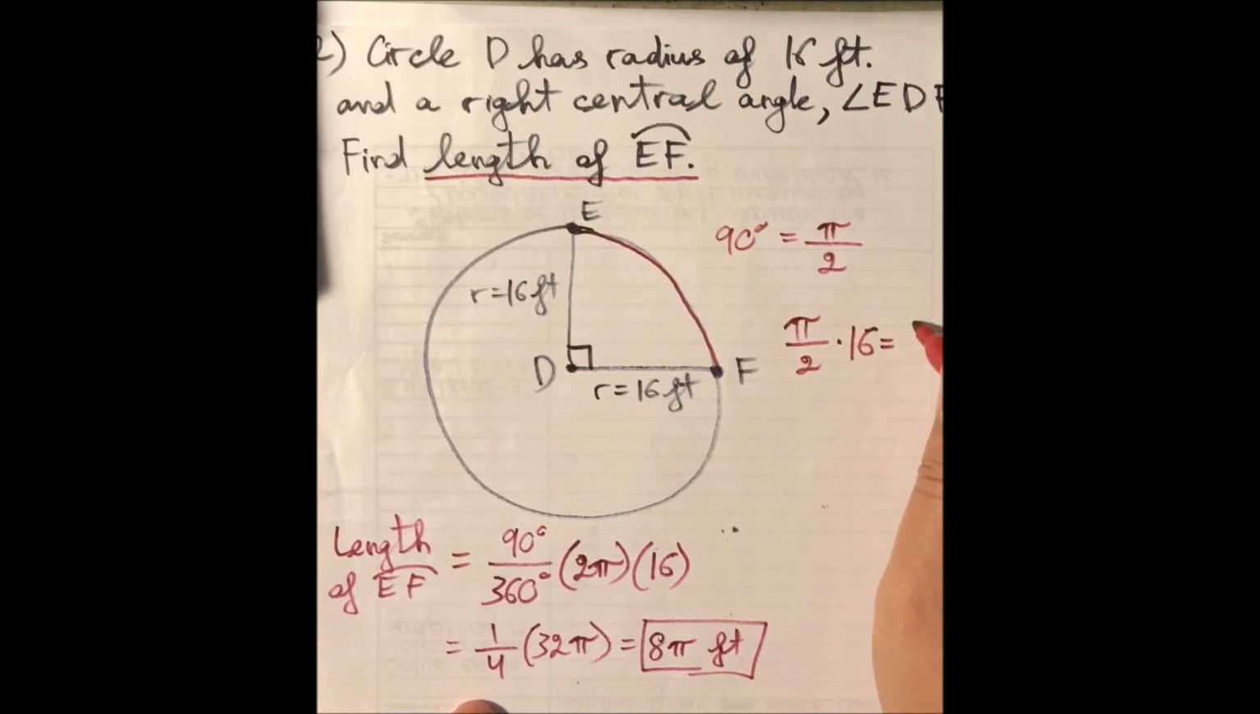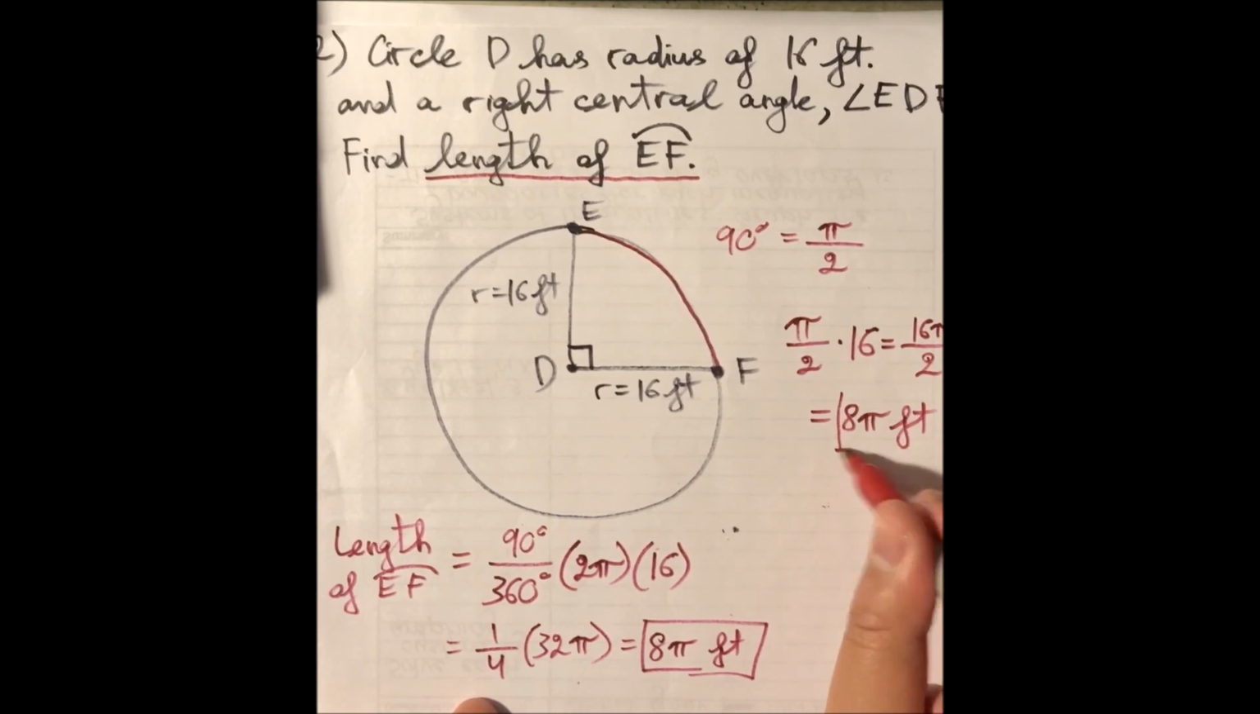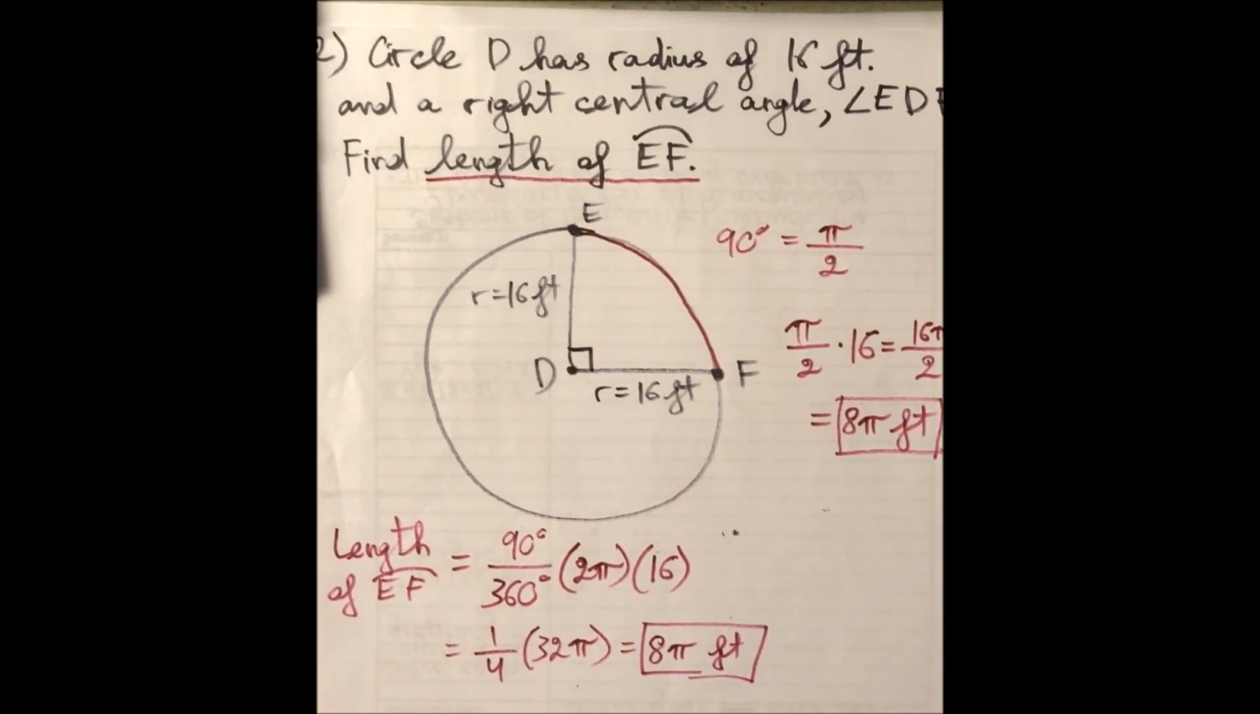But hey, guess what? This is going to give us 16 pi over 2. But 16 over 2 is the same as 8. So this is 8 pi feet. So you see? It's still going to give us the same answer.